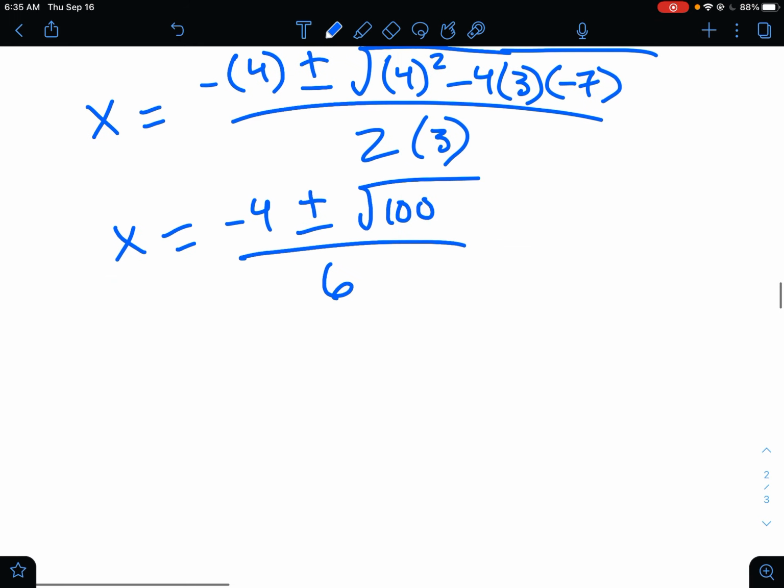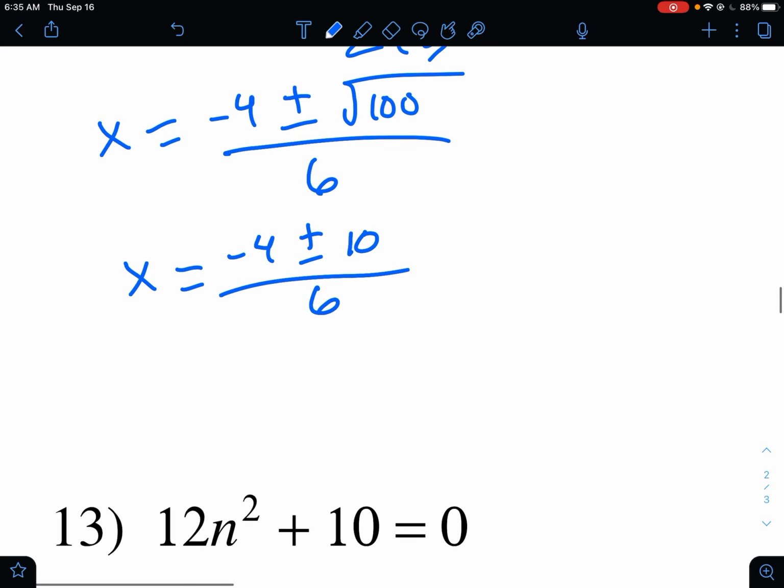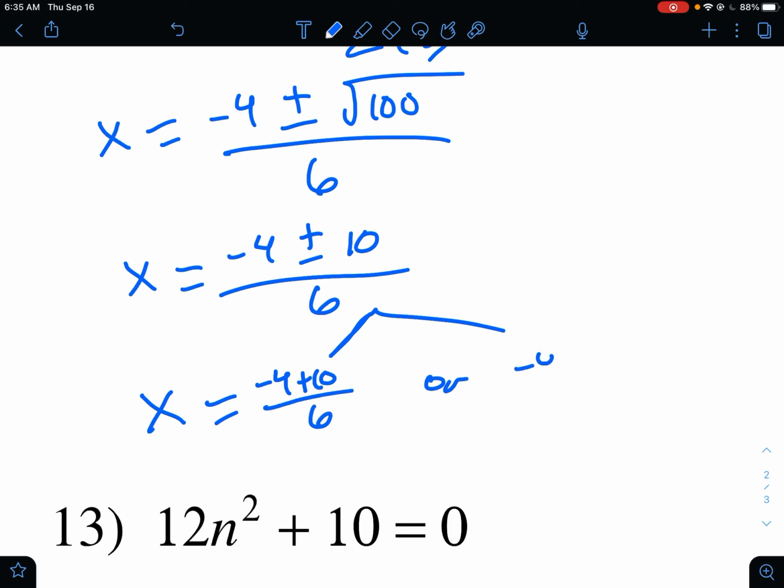All right, convenient that. So that's the inside of the square root, and you can square root that. The square root of 100 is just 10. So plus or minus 10 over 6. So now I'm going to write out the two different answers. You got x is negative 4 plus 10 over 6, or negative 4 minus 10 over 6, which gives me x equals, here, negative 4 plus 10, oh, that's 6. Divided by 6 gives you 1.